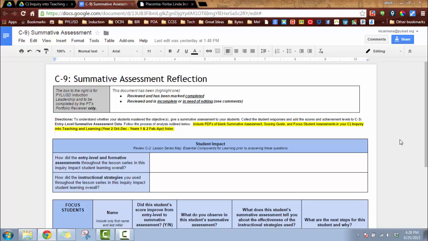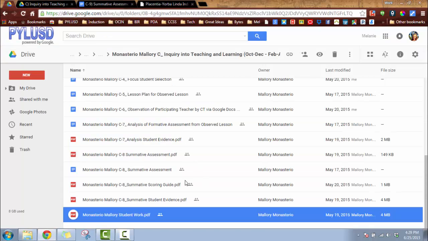further. Again, just like with the entry-level assessment and the student work that you collected, the formative assessment during the observation, you're going to include PDFs of the blank summative assessment as well as the scoring guide telling you what achievement level goes with what score, and then also the focus student summative assessments. And you're going to put those into your C folder. I'll show you what that looks like.